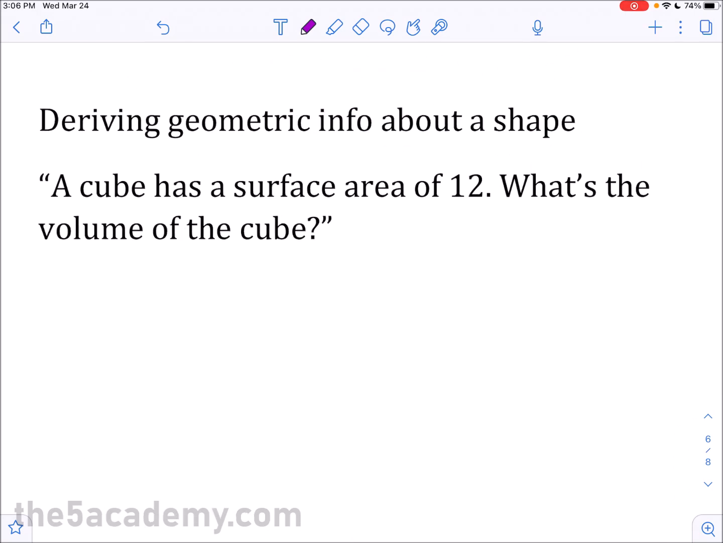Deriving geometric information about a shape. So a cube has a surface area of 12. What's the volume of the cube? You need to be able to derive essentially the surface area and how that's related to the side lengths and the volume of a cube.